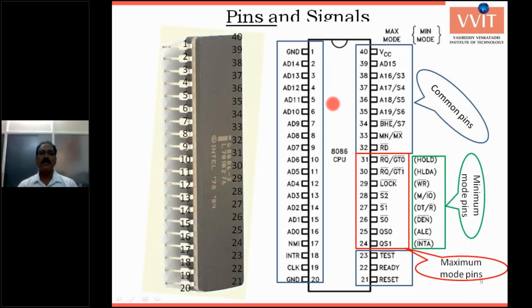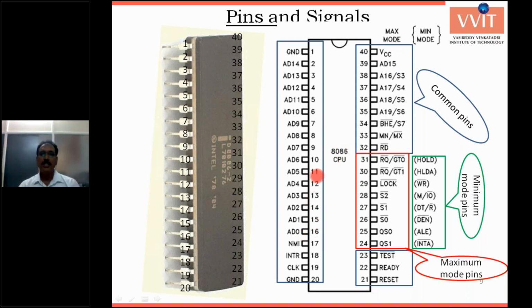First, the common pins. Pin numbers 1, 20 and 40. Pin number 1 is treated as the ground. Pin number 40 is treated as the VCC, that means the positive power supply. Pins 1, 20 and 40, these three pins are the power supply to the 8086 processor.